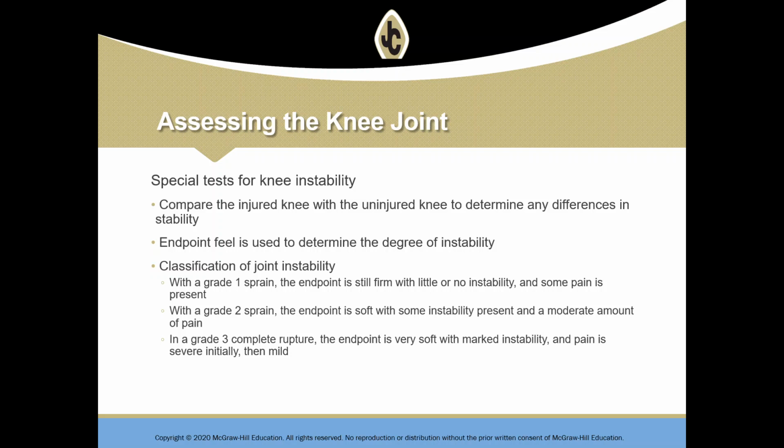In a grade 2, the endpoint becomes a little more soft, more pronounced instability, and now we have more of a moderate pain. In a grade 3, in a complete rupture, it's extremely soft to the point of you may not even feel it at all, and it's usually severe pain and definitely a marked instability of the joint.